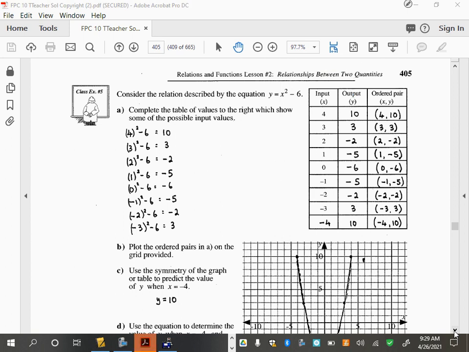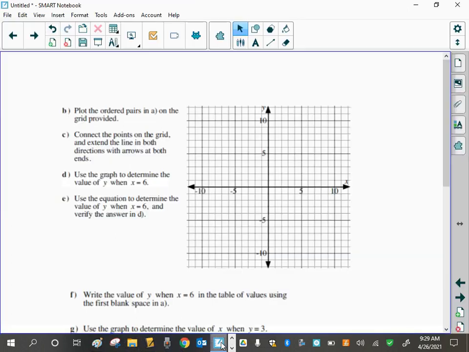All right. Let's go to the next one, the non-line parabola, aka smiley face, frowny face.